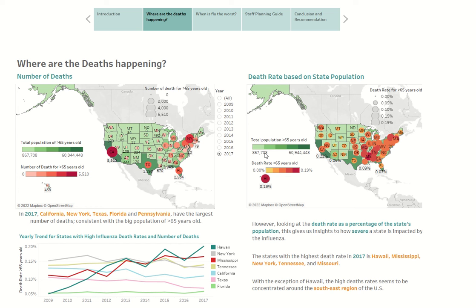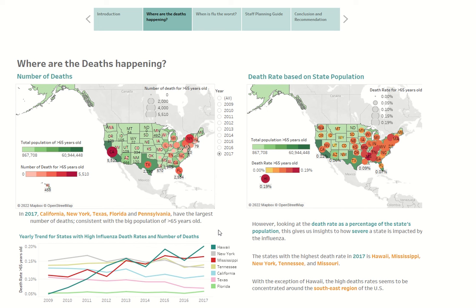And the death rate is calculated as a percentage of death over the population. So looking specifically at the more than 65 years old age group, we can see the states with the highest death rates are Mississippi, Alabama, Tennessee, Arkansas, Missouri, and over here, Hawaii. With the exception of Hawaii, the death rates seem to be concentrated along the southeast region, and this could be due to several factors such as climate or socio-economic status of the state, and that itself warrants an additional study if we want to dive into that further.